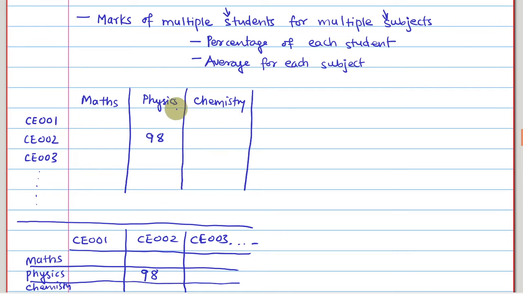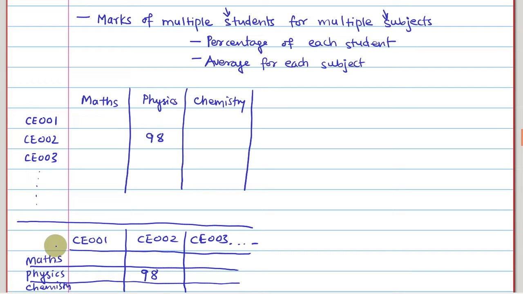of table like this, where one row represents each student. This is the roll number of the student, and columns represent different subjects. So if I write 98 here, it means that the student with roll number C002 has got 98 marks in physics. This is one way of representing it in a table.